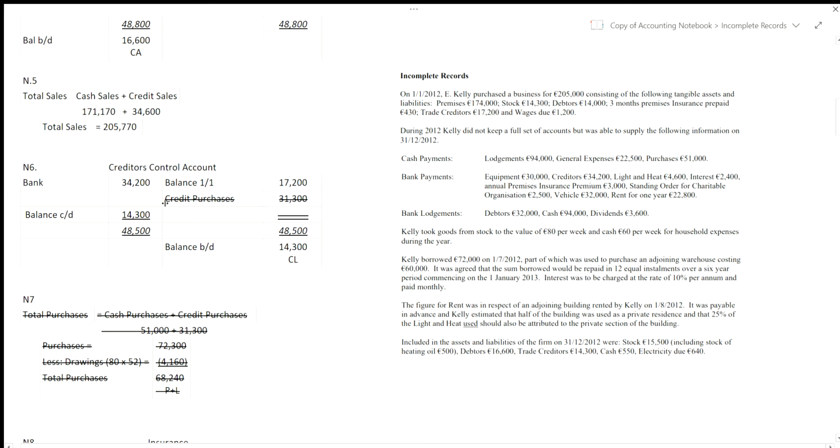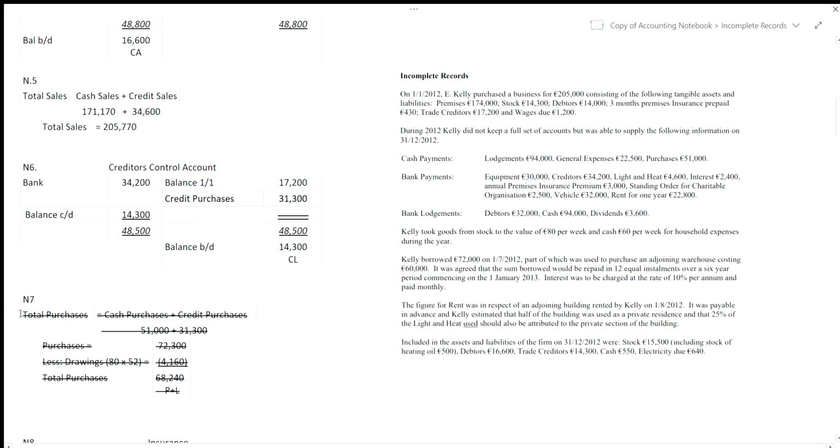This side is short 31,300. So let's add that in here as credit purchases. I found the balance at the beginning of the year. That was the bank figure. It's the money that I've paid out to my creditors. It goes on that side. It reduces my balance. This is the balance at the end of the year that I still owe. That's the carried down figure. Balance on both sides. Difference is 31,300.